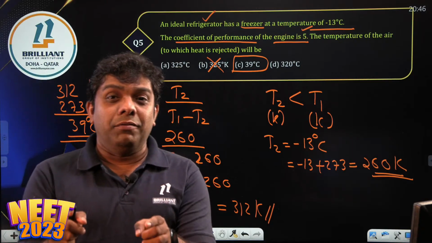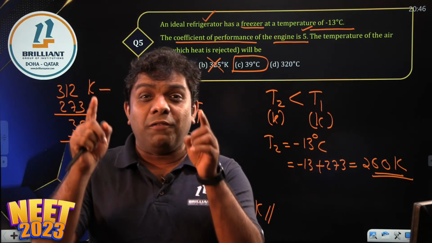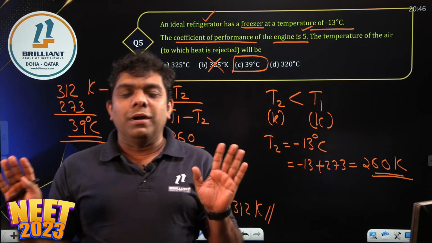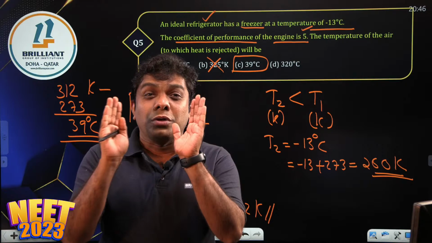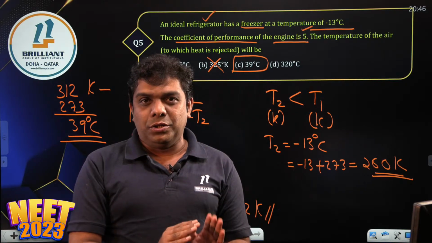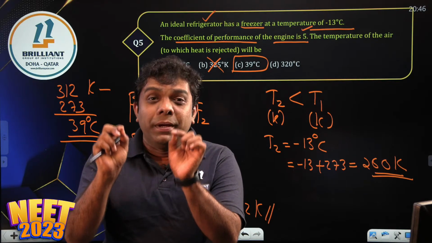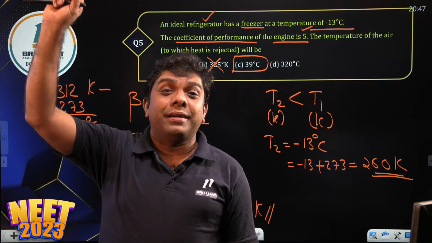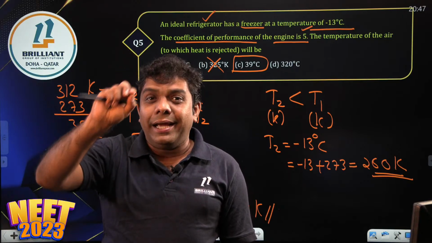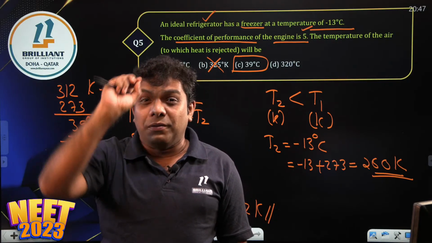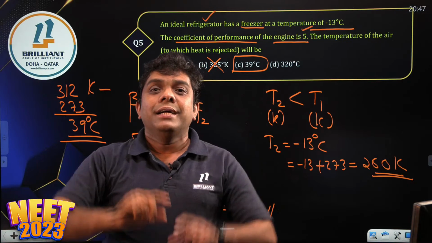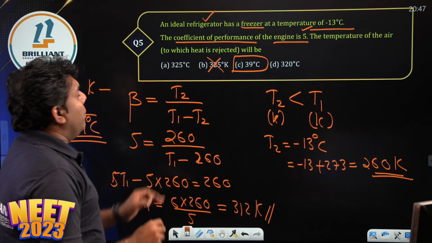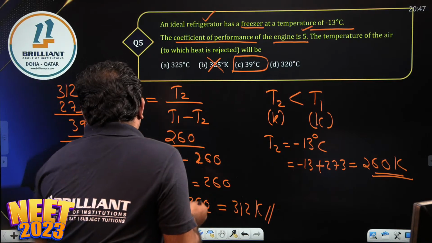I am repeating once more. Coefficient of performance of refrigerator is very important. The formula: beta is equal to T2 by T1 minus T2, where T2 will always be the lower temperature and T1 will always be the higher temperature. We can say T2 is the temperature of the freezer and T1 is the temperature of the surroundings. So this formula, the coefficient of performance, is very important.